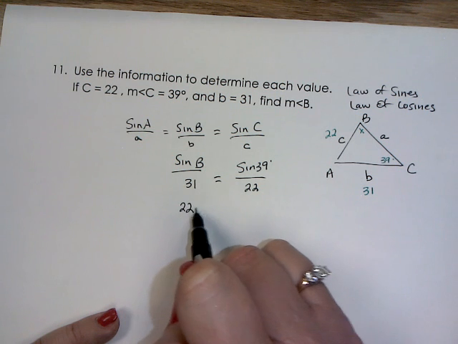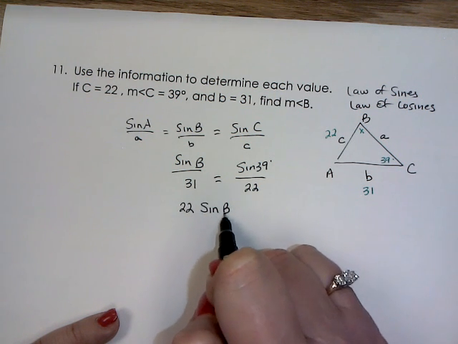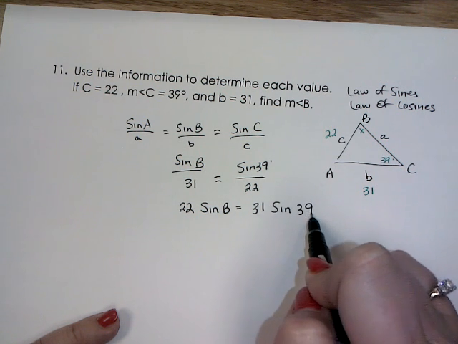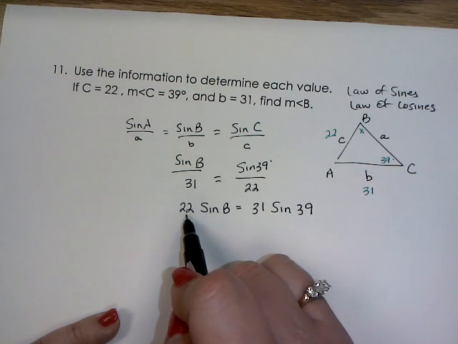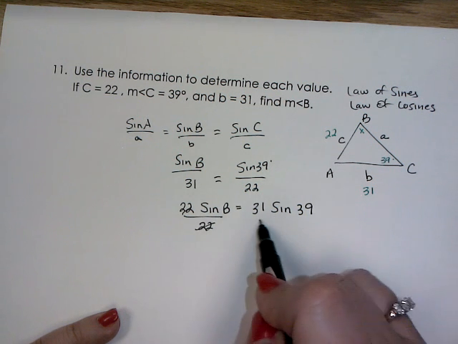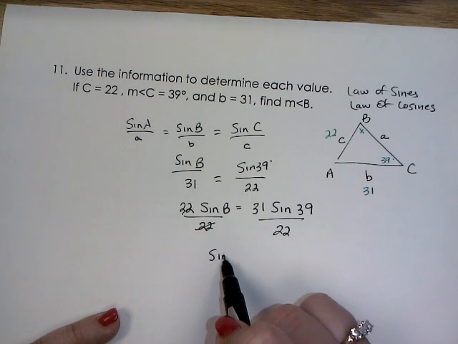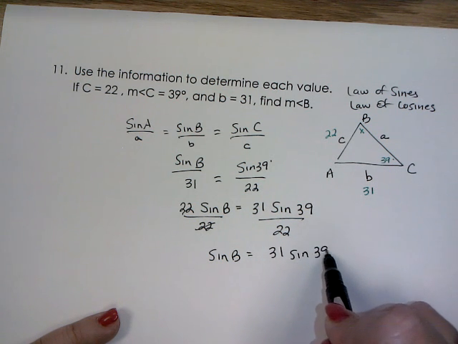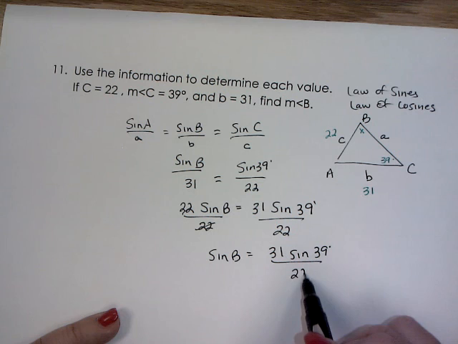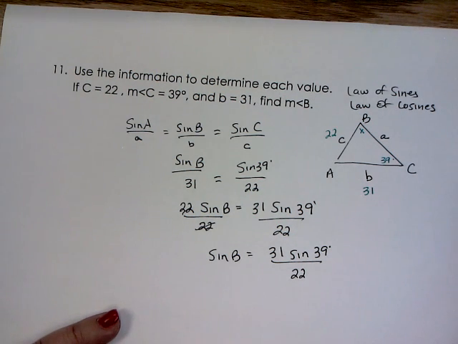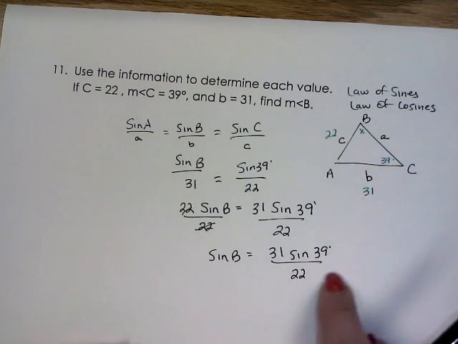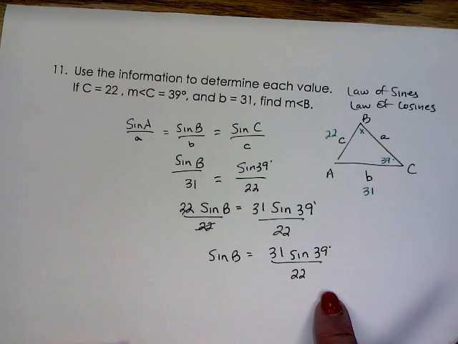So I like to put the number first. So it's 22 sine of B equals 31 sine of 39. To get rid of the 22, I have to divide it on both sides. So the sine of B equals 31 sine of 39 degrees divided by 22. Now, just so we're on the same page, this is what I'm taking the inverse trig function of.